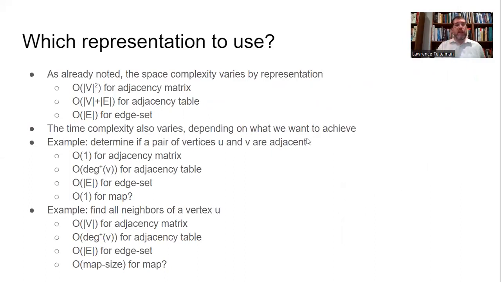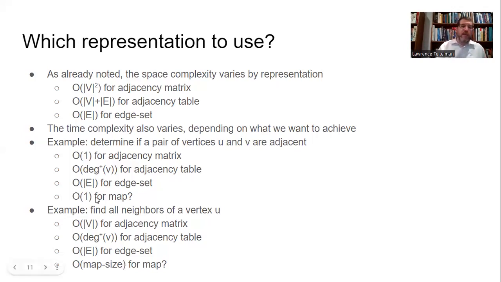All right, so here is a little bit of a summary. Depending on what you need to do, they have different pros and cons. For example, if I want to find the neighbors of a vertex, so if I have an adjacency matrix, what do I need to do? I need to look at the entire row to find its neighbors. If I have an adjacency table, I need to look at the chain, that linked list. If it's an edge set, I need to look at all the edges and figure out which ones have my vertex in them. And if it's a map, again, I need to look at all the things that are in there.